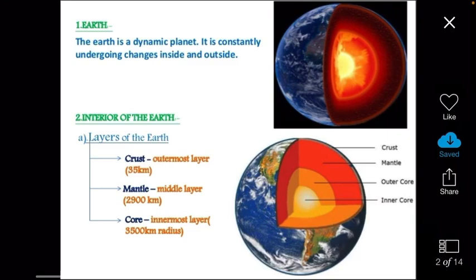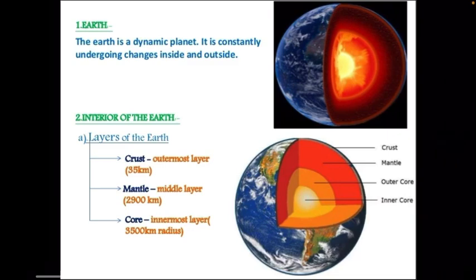In this diagram, we can clearly see there are different layers of the Earth. The first one being the crust or the lithosphere on which we live. Then the mantle, the middle layer. Then the third one is the core, the innermost layer. We will be studying about these layers in detail.